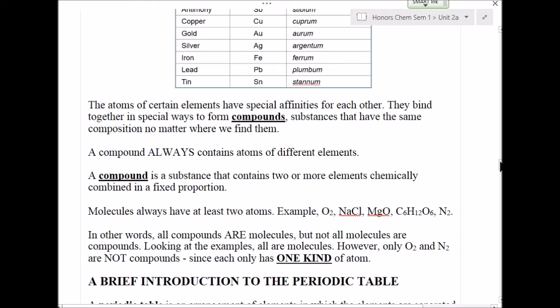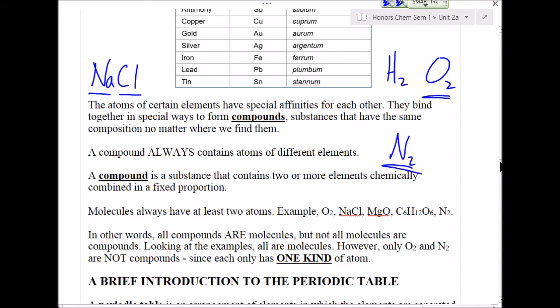A compound always contains atoms of different elements. You'll hear me use the terms molecule and compound. A molecule has two atoms. For example, hydrogen, oxygen, nitrogen: these are how those elements exist when they're by themselves. Those are molecules. Things like sodium chloride are different. Actually, it is a molecule, but it also falls under the definition of a compound because it has at least two different kinds of elements. Over here, nitrogen is the only thing in its molecule, oxygen is the only thing, and hydrogen is the only thing.